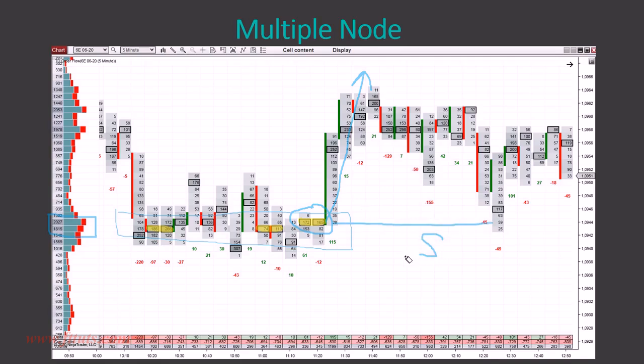This is the support. Now you are waiting for a pullback and you go long from there. All right. That's the support. There was also a triple node in here, which would mean if you traded it like blindly without any thinking where the trend is or what's happening, that would mean a short from there.